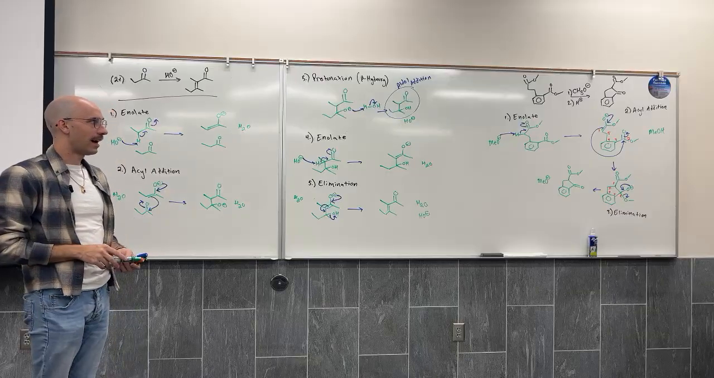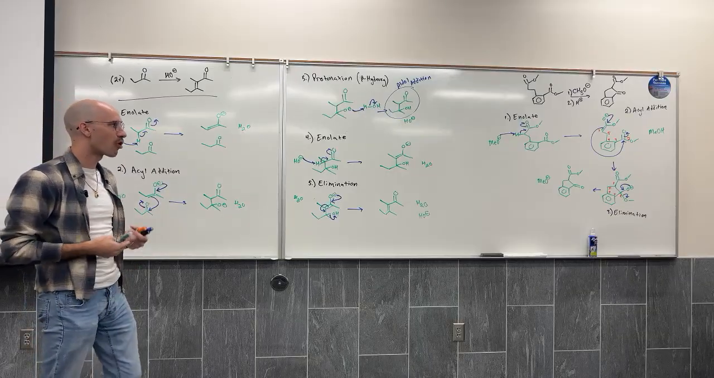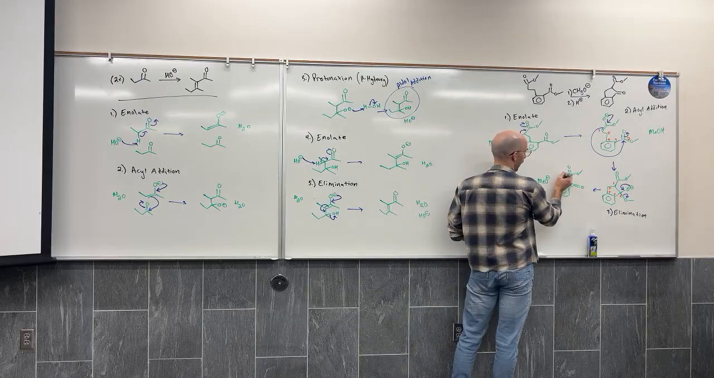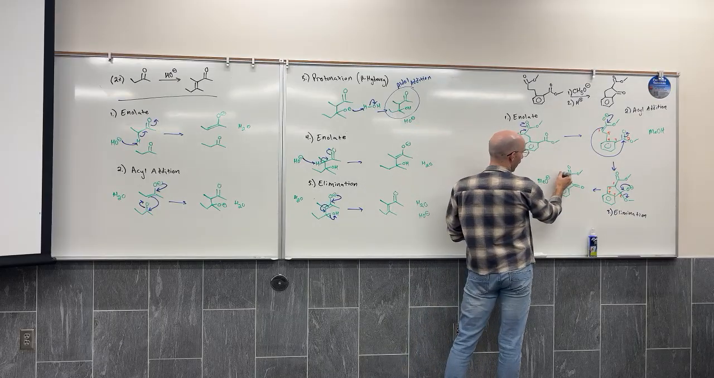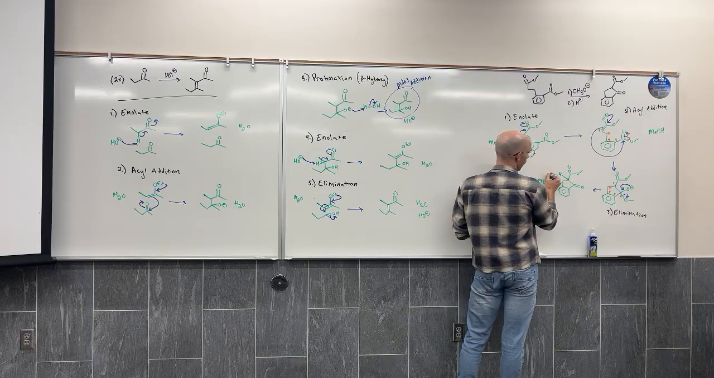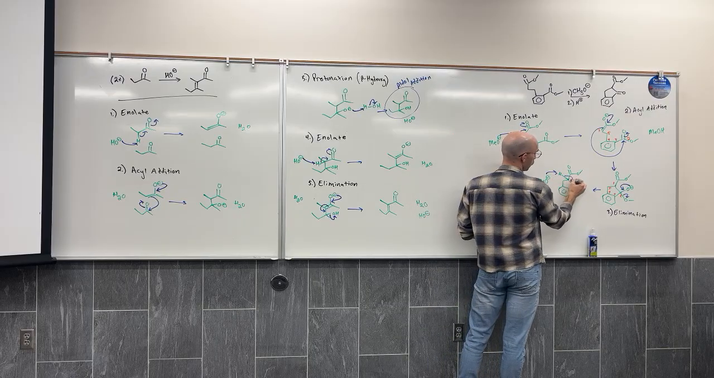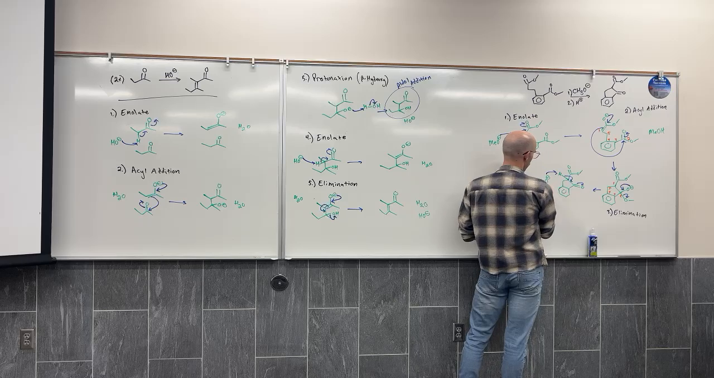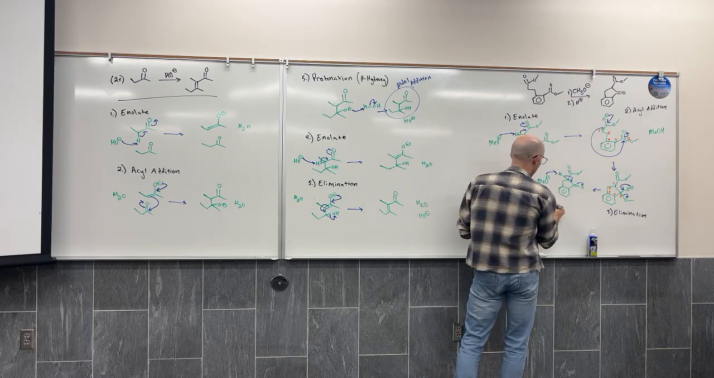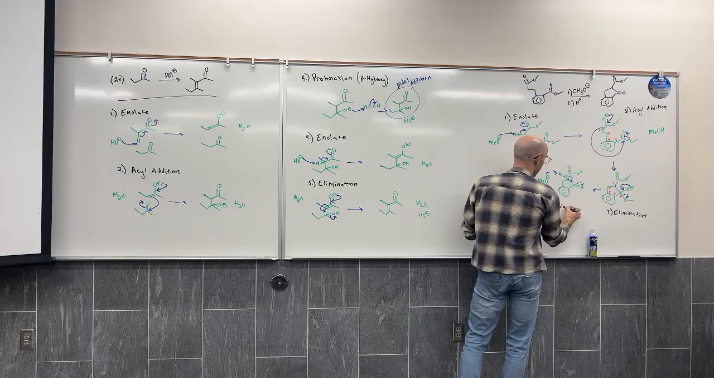Oh, but I have an even more acidic alpha hydrogen than I had earlier, because now my alpha hydrogen is alpha to two different carbonyls. It's in resonance with both of them. So once again, I have another enolate formed.